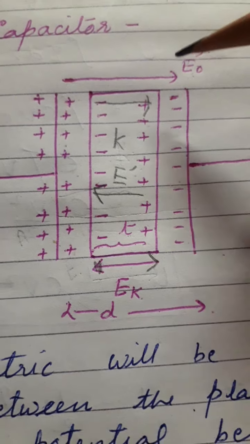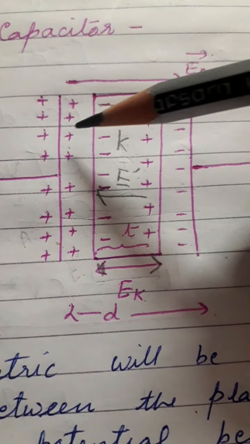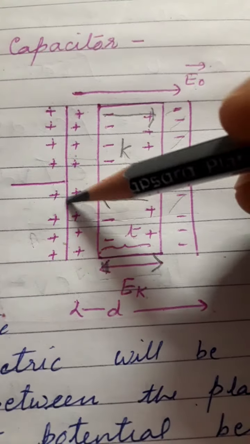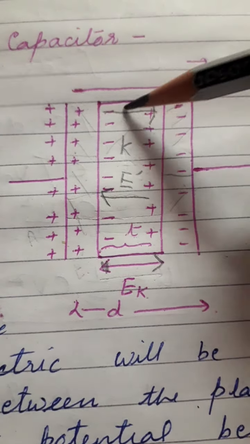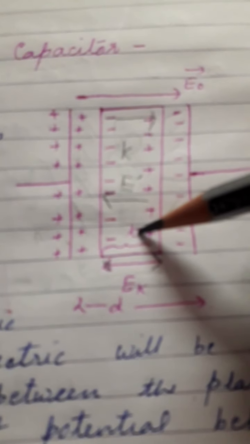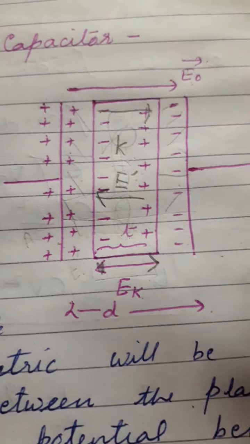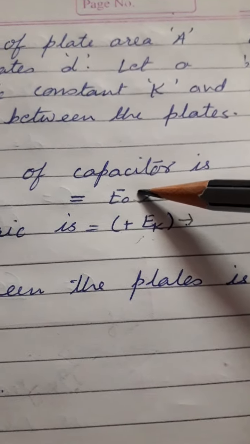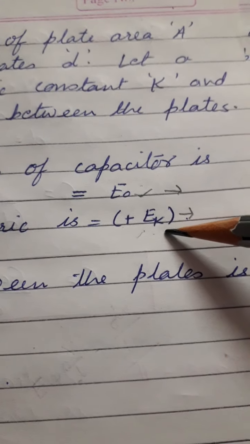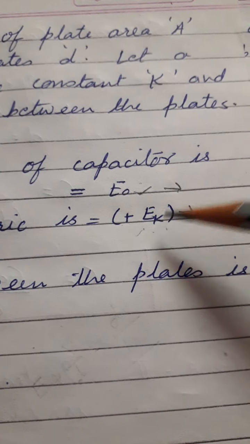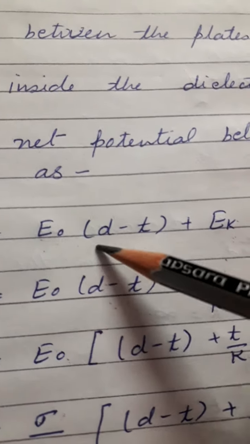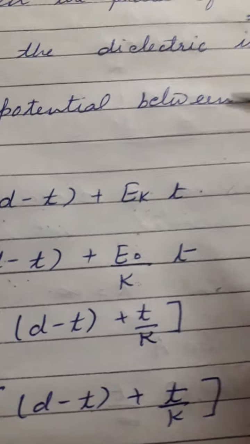Now if we are going for the derivation, what can we say? The electric field in the free region, this is the free region, will be E naught, and the electric field inside the dielectric is EK. So I am starting the derivation for this. You can see the electric field inside the capacitor is represented by E naught, and inside the dielectric slab is EK. Now what will be the potential? Potential will be equal to E naught into D minus T plus EK into T.